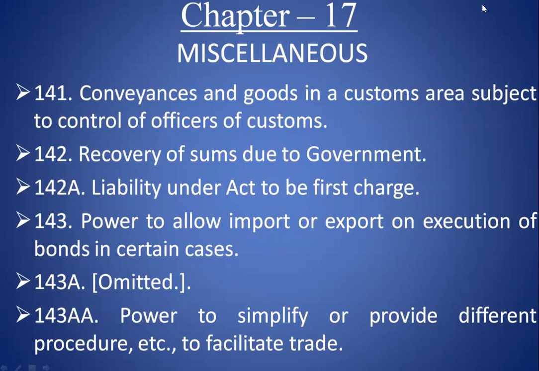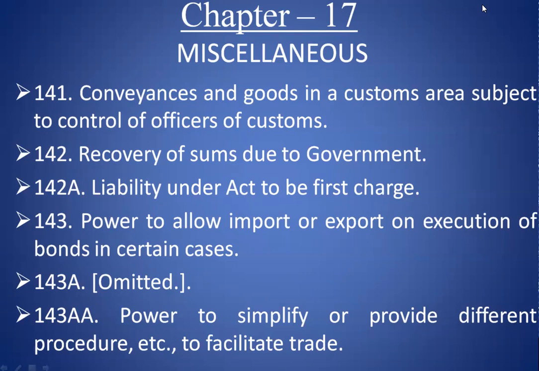For the details of all these sections, we will be taking further videos ahead. So we start chapter 17, miscellaneous. Section 141, conveyances and goods in customs area subject to control of officers of customs. Section 142, recovery of sums due to government.